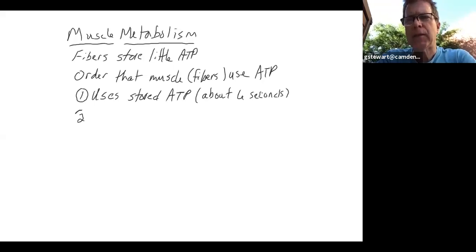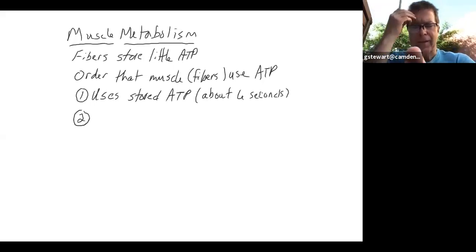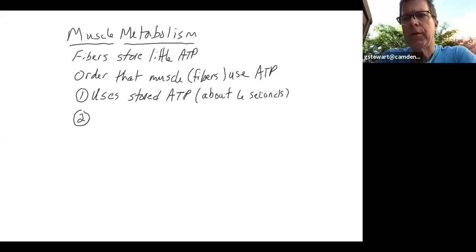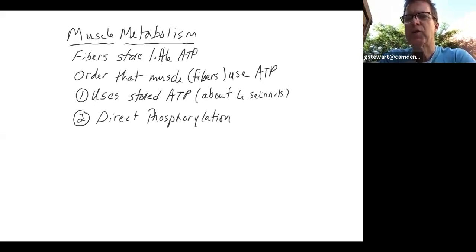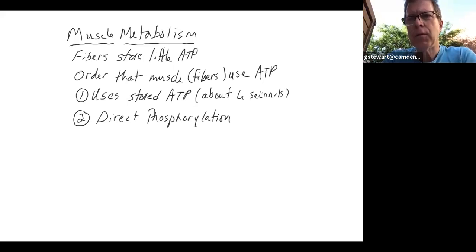The next place the muscle goes to find that ATP is called direct phosphorylation. I'll explain all of these 4 steps after I list them. I'll explain what that means. In one sentence, it means we just regenerate some of the ATP that's been used.